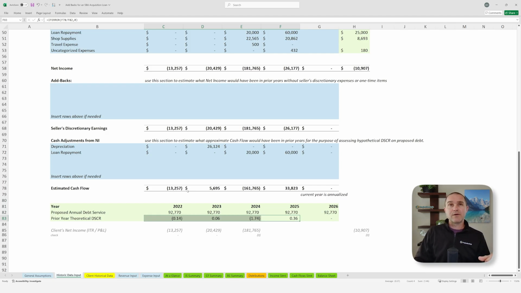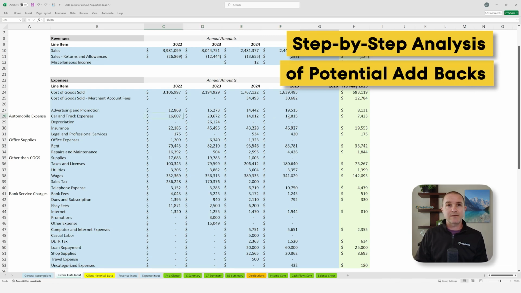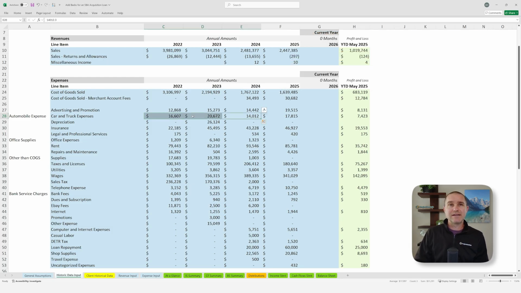So let me show you. The first expense that sticks out to me as a potential add back, this was a retail store, and they have car and truck expenses. They probably shouldn't need a car or truck for operating this business. So this is probably a personal vehicle that maybe they're paying the payment through the business. Maybe that's a legitimate add back.